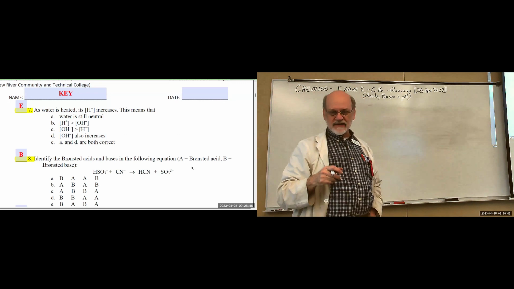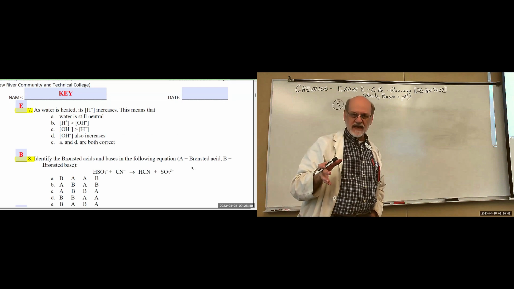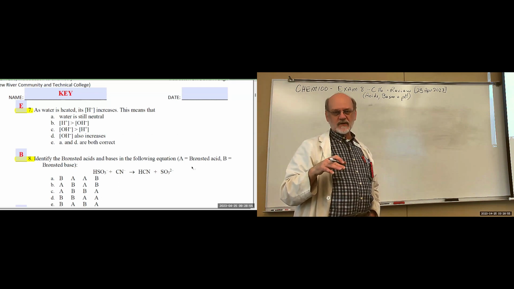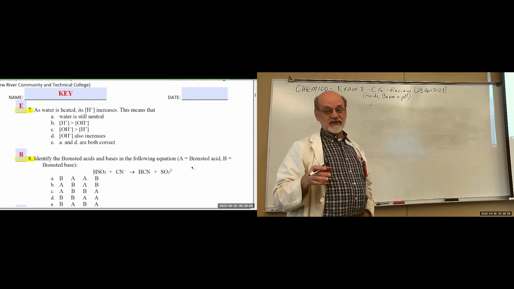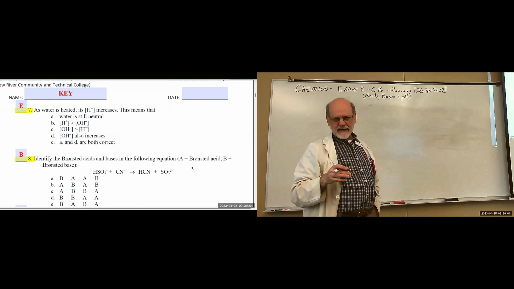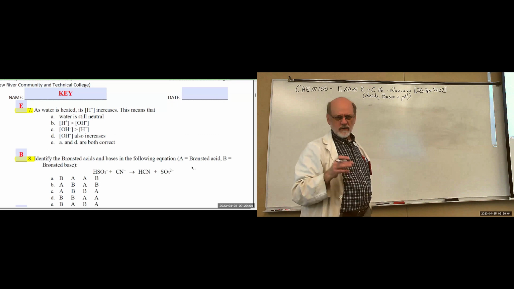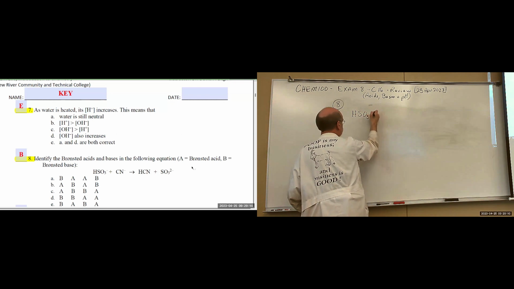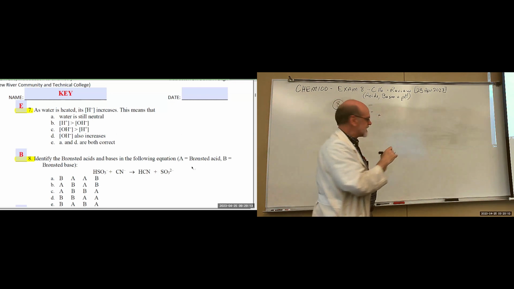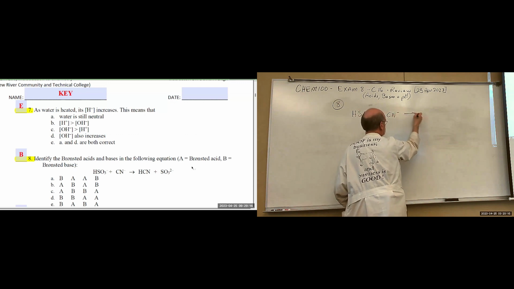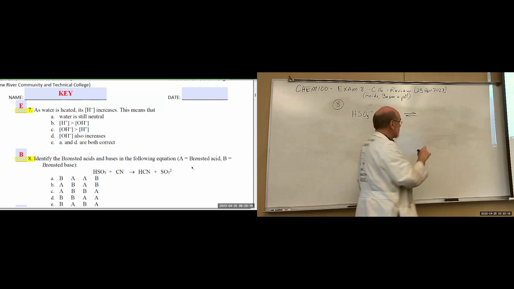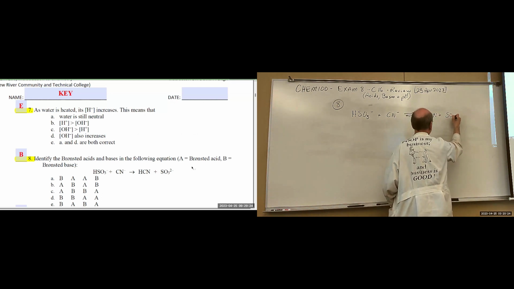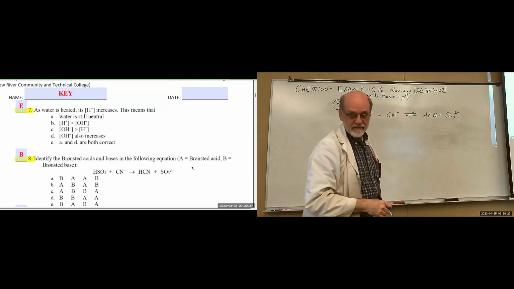Identify the Bronsted acids and bases in the following equation. A is a Bronsted acid, B is a Bronsted base. We're shortening it from Bronsted-Lowry or Lowry-Bronsted, but it means the same thing. So let's see. Here's our reaction: HSO3 minus plus CN minus yields HCN plus SO3 2 minus, correct? Yes.